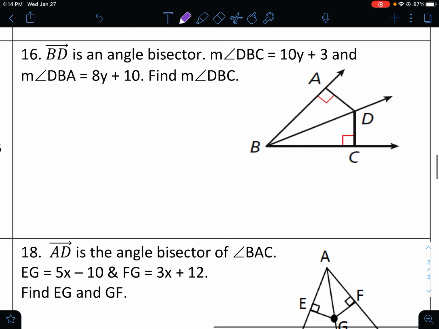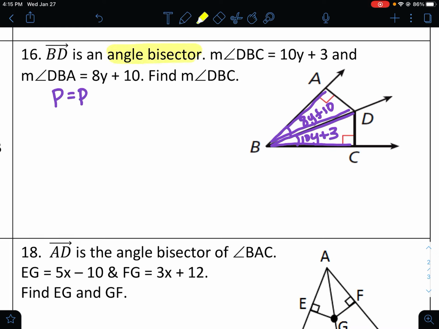All right, number 16. BD is an angle bisector, so that means these two angles are congruent. The measure of angle DBC is 10y plus 3, and DBA is 8y plus 10. And then it wants us to find the measure of angle DBC. All right, so again, those two angles are congruent, so this is a part equals part problem. And don't forget, this is an angle bisector problem, so you know it's going to be part equals part by that list that I gave you.